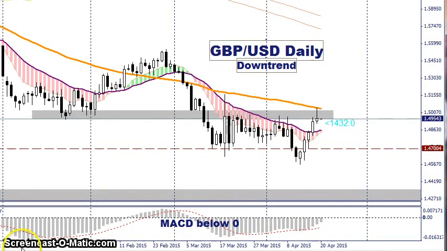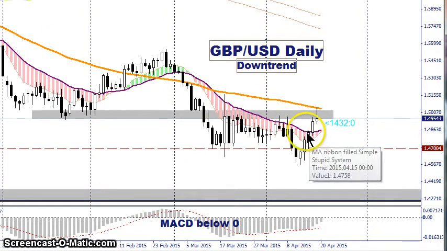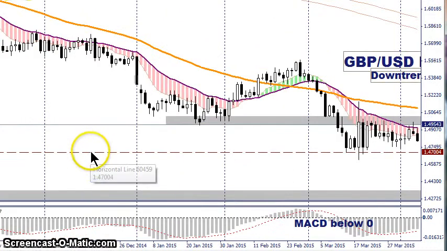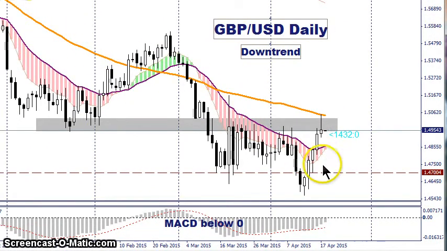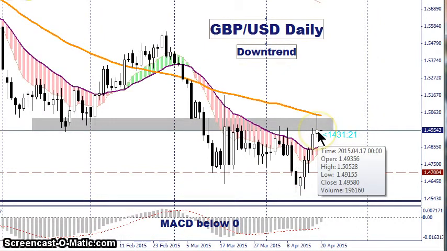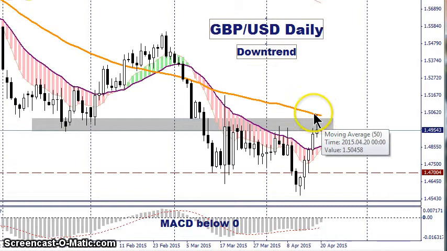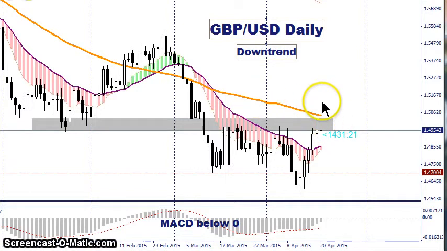Let's continue to the British Pound USD daily. Again, similar to the last currency chart, we are in a major downtrend. Again, you can see that price on the left here is much higher. Price on the right is much lower. In the short term, price has gotten a lot higher and has actually tested the 50 SMA, but it has not closed above the 50 SMA, and that's important, everyone.